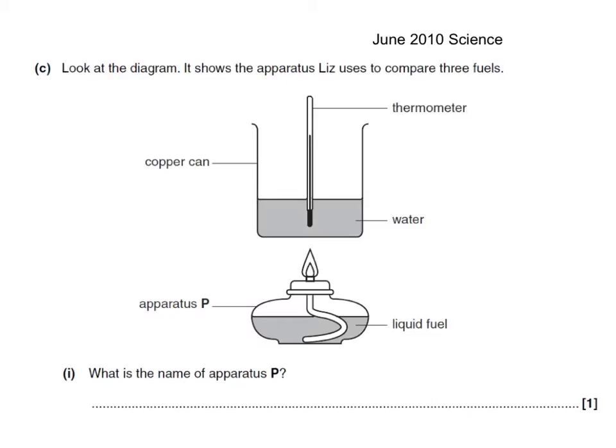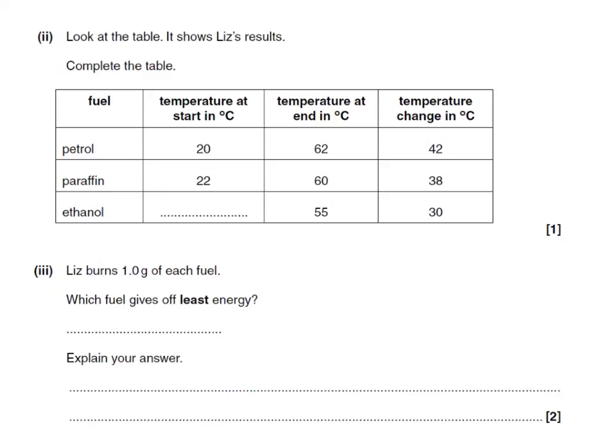Here's an exam question. Look at the diagram. It shows the apparatus that Liz uses to compare three fuels. So we've got a copper can or calorimeter with a thermometer in it, a fixed amount of water, apparatus P. The name of the apparatus P would be a fuel burner or a spirit burner. We look at the table, it shows Liz's results. Complete the table. Well, here we're not given the temperature at the start for the ethanol, but we are given the temperature at the end and the temperature change. So the temperature at the start must have been 30 degrees lower than 55, which would have been 25 degrees.